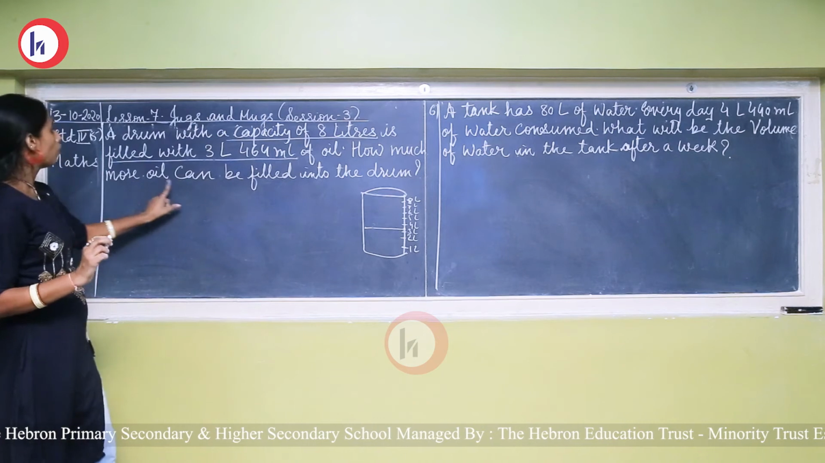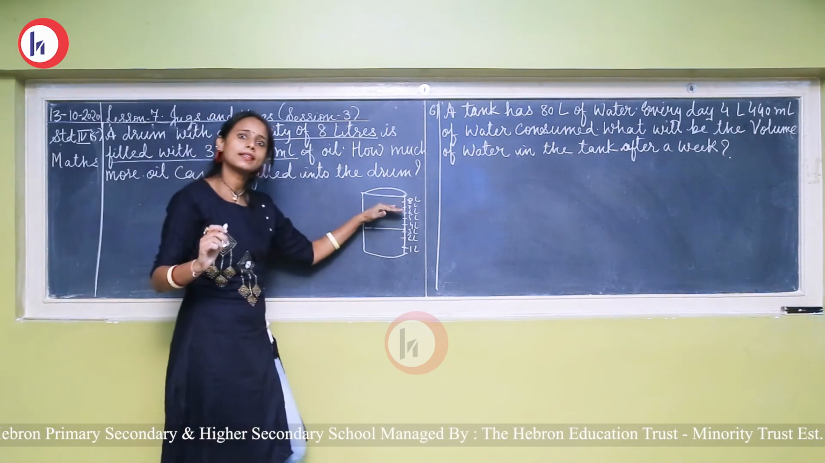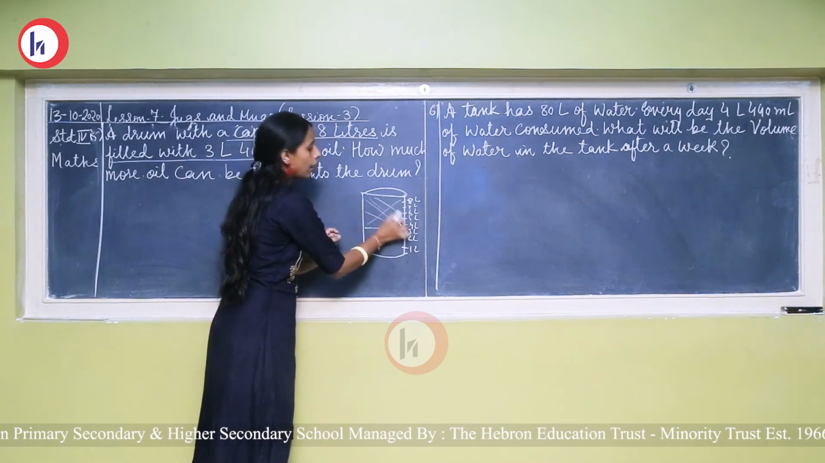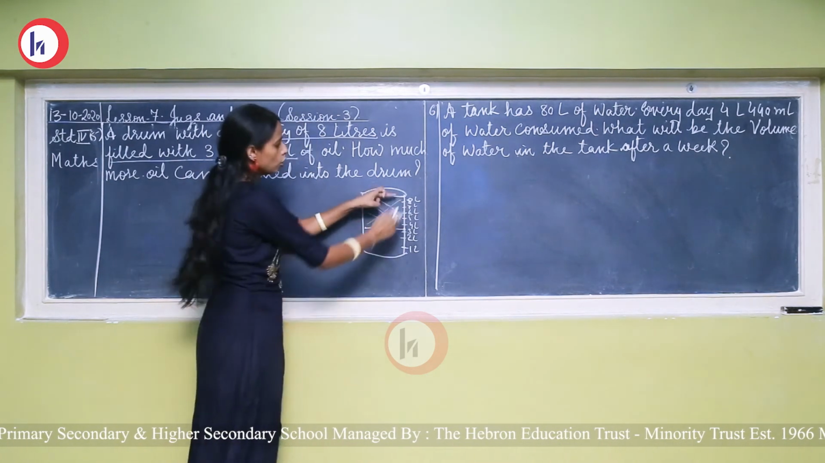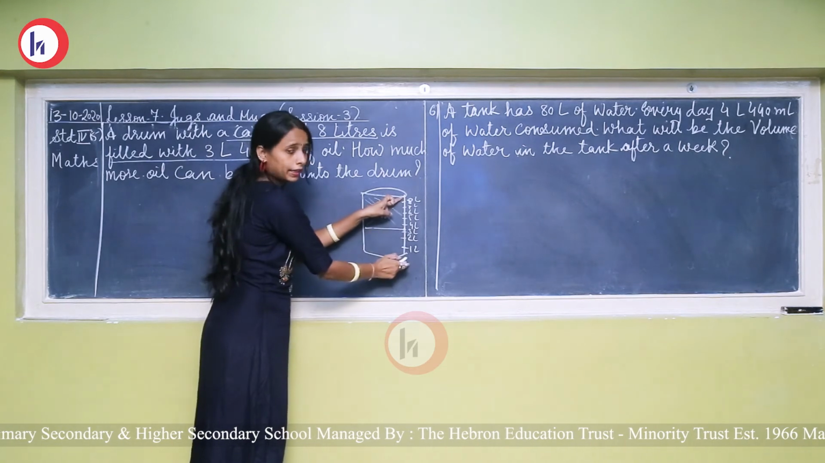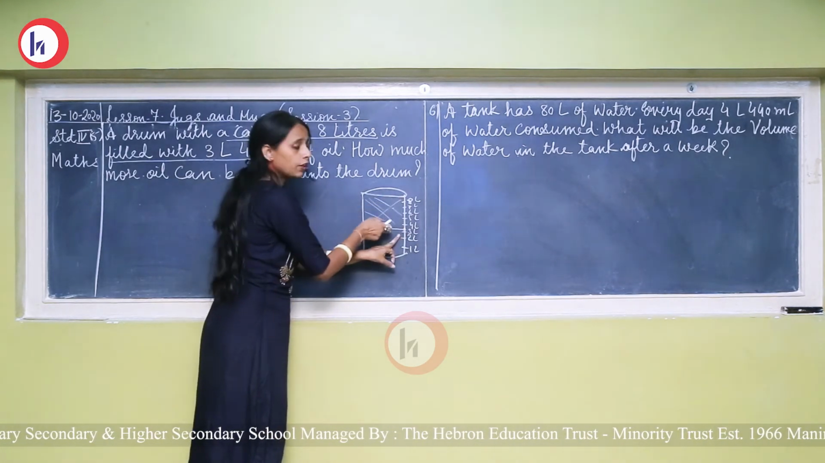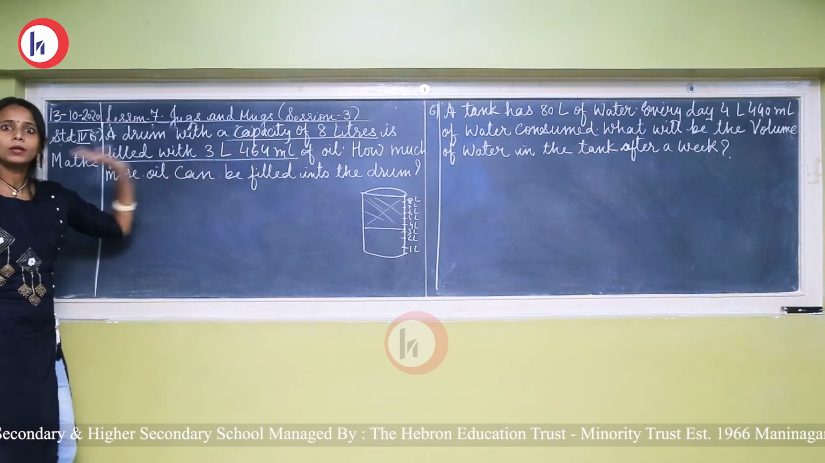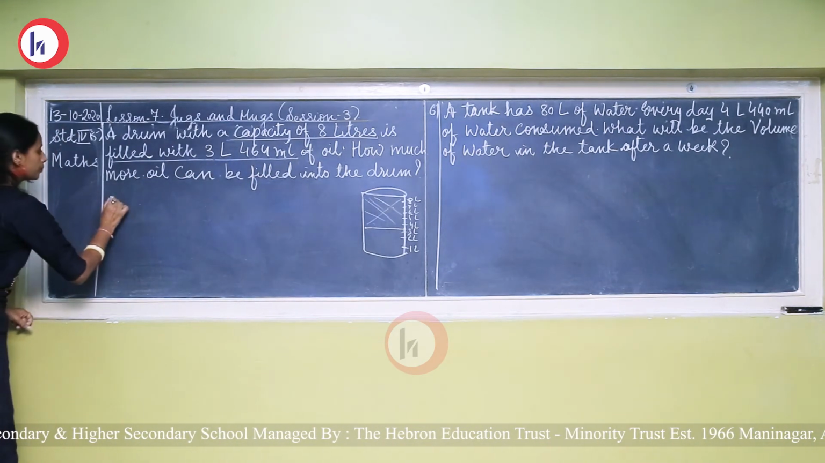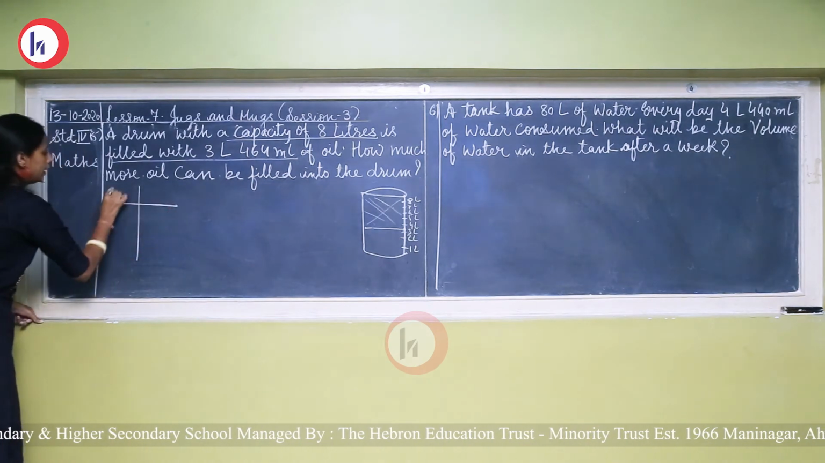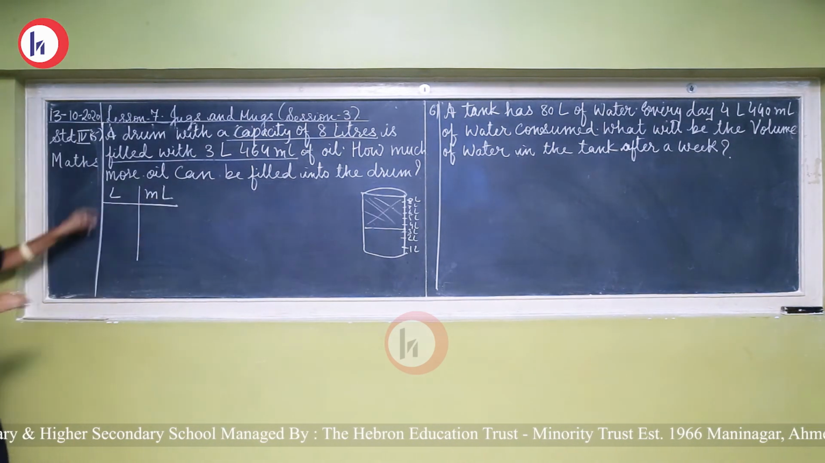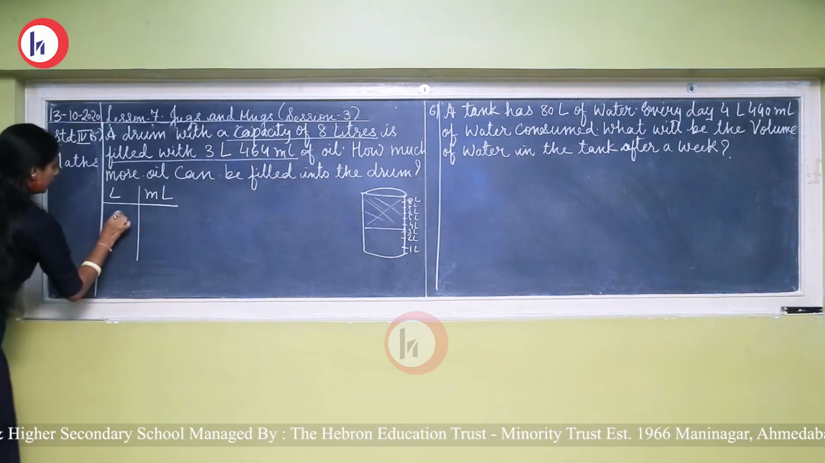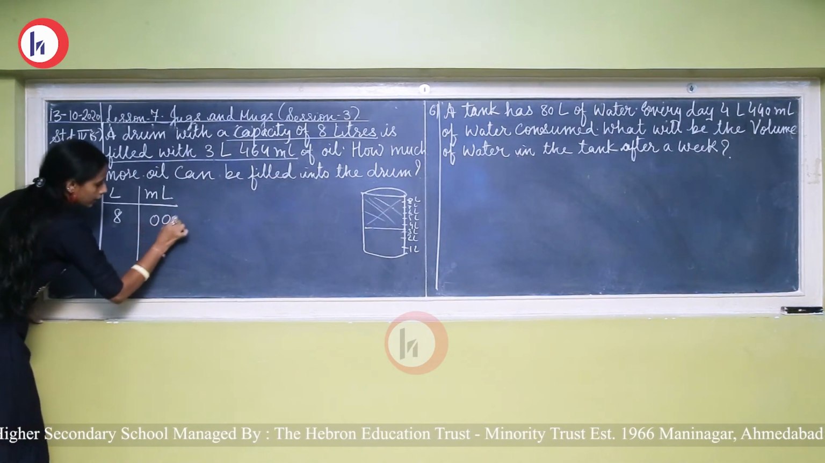Now, how much more oil can be filled? और कितना आ सकता है इसमें और कितना हम भर सकते हैं. So, ये space जो है वो पूरा खाली है, तो इतना हम भर सकते हैं. So, total capacity minus how much oil filled in the drum, 3 liter 464 milliliter. Okay. Now first of all we will write the capacity of drum. It is 8 liter.